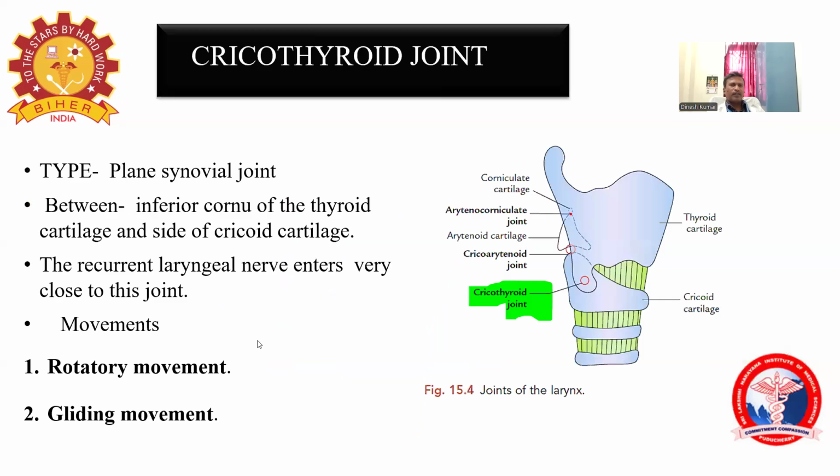Now we can see the first joint, the cricothyroid joint. What type of joint is it? It is a plane synovial joint between the inferior cornu of the thyroid cartilage and the side of the cricoid cartilage. This is the cricoid cartilage, and this is the inferior cornu of the thyroid cartilage. This area is very important because the laryngeal nerve enters very close to this joint. The main movements of this joint are rotatory movements and gliding movements. This is very important.